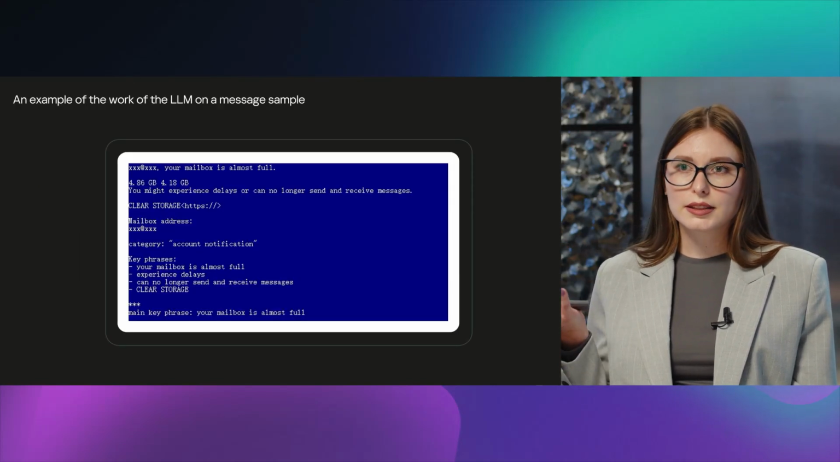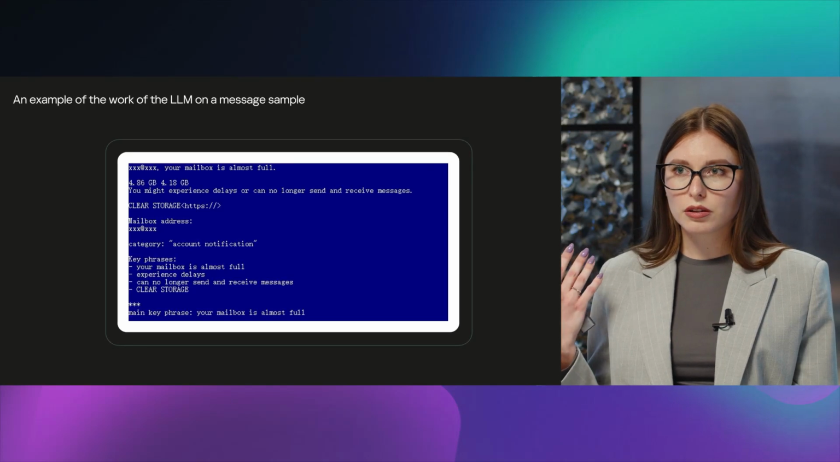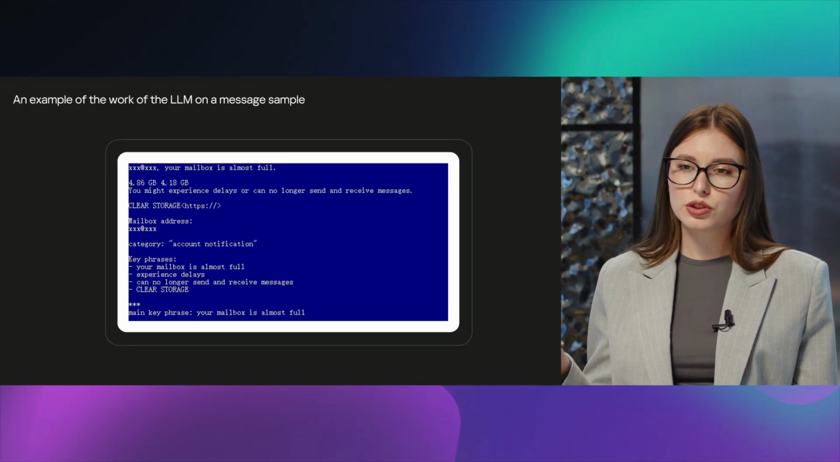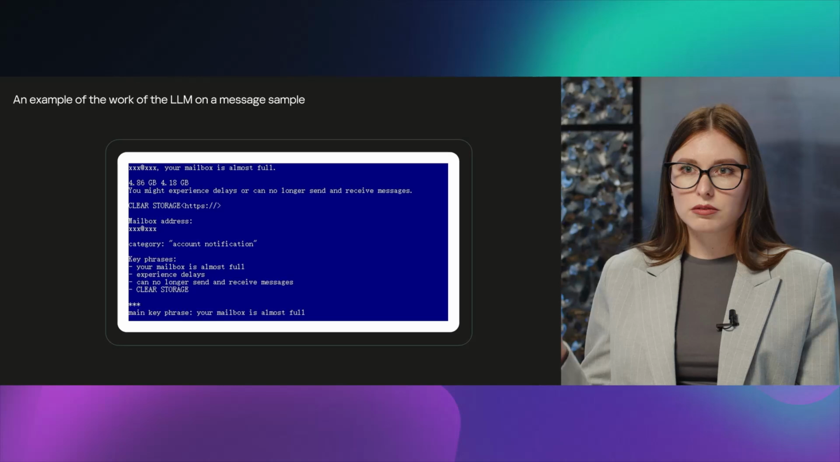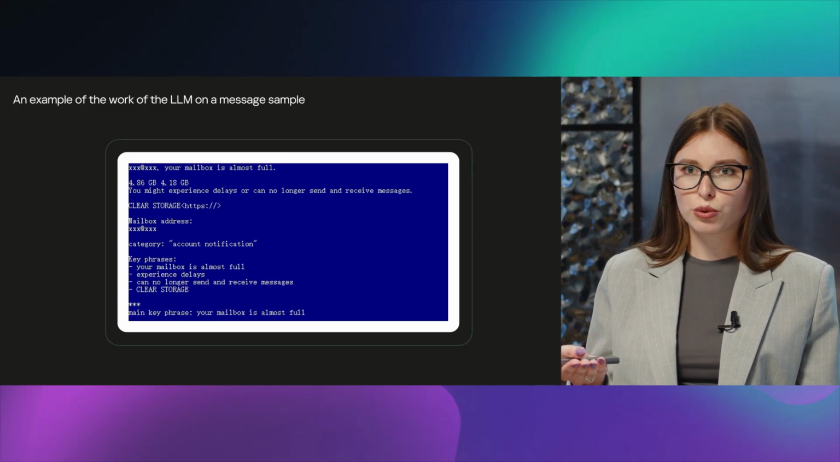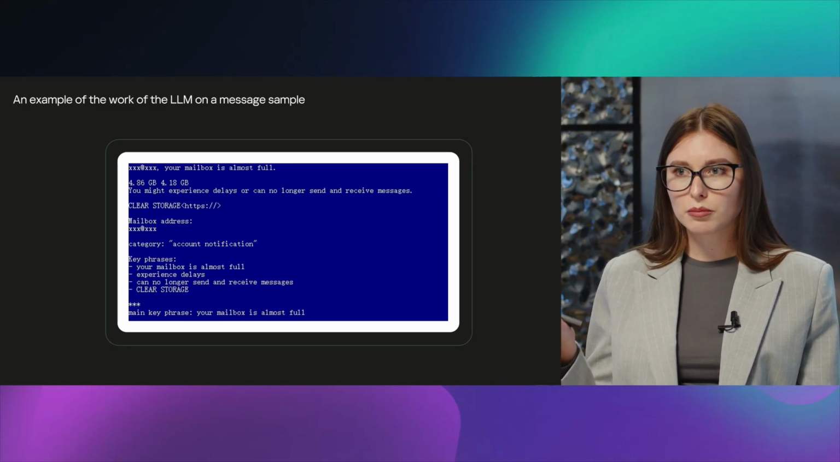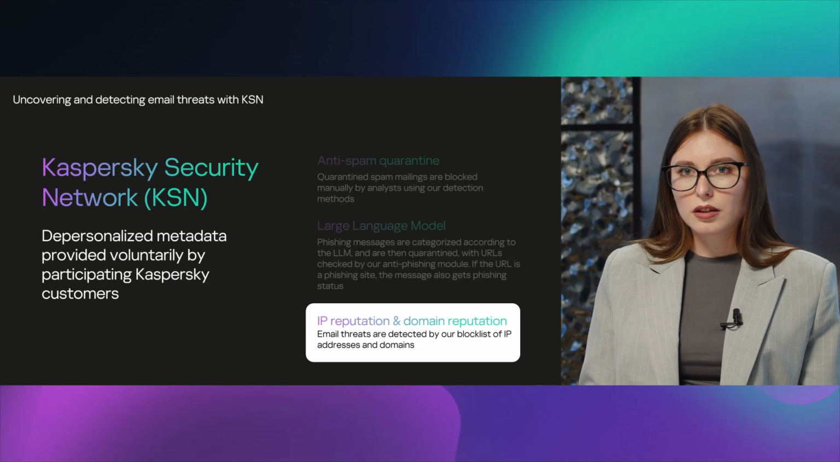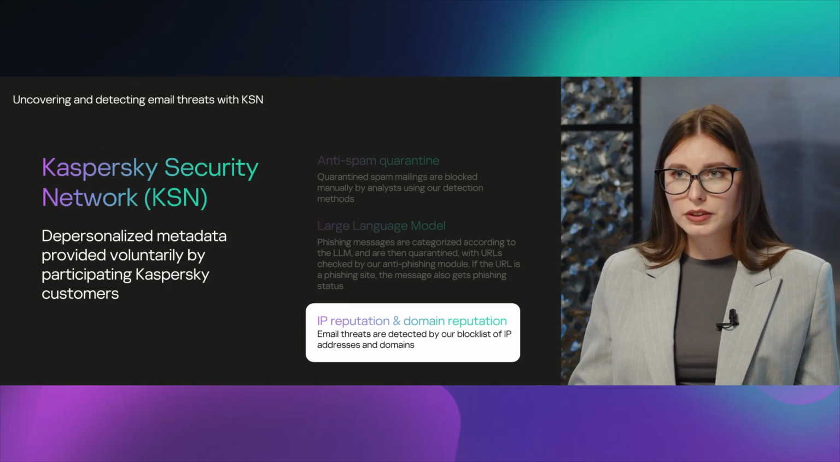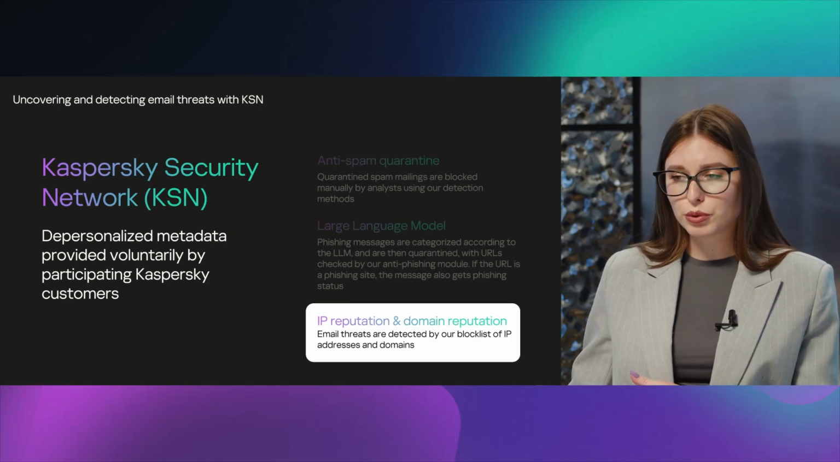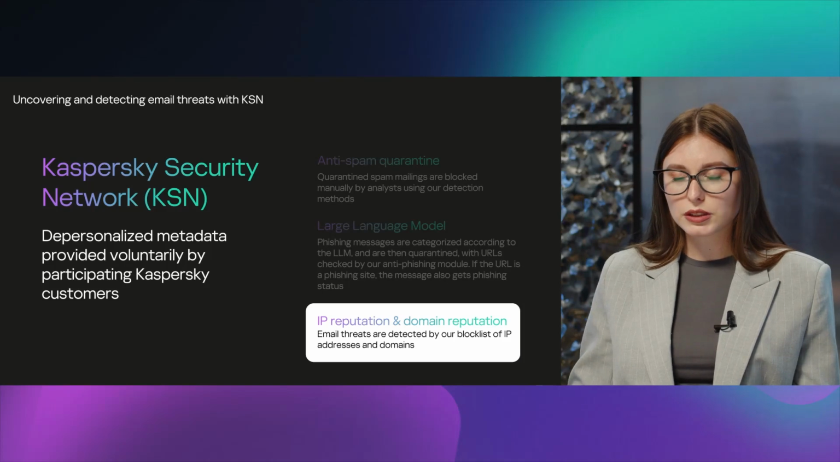This is an example of the work of the large language model on a message sample. So we can see the text of the message, its category, key phrases, and the main key phrase. Other detection methods are IP reputation and domain reputation of a sender, which also work based on data from the KSN.